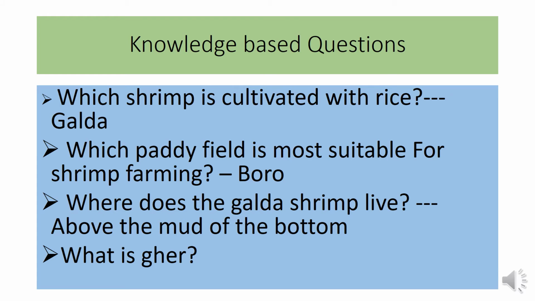Which paddy field is most suitable for shrimp farming? Mainly Boro and Amon. Both fields are suitable for shrimp farming, but the Boro field is most suitable.